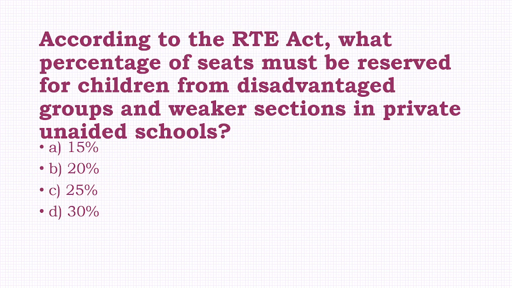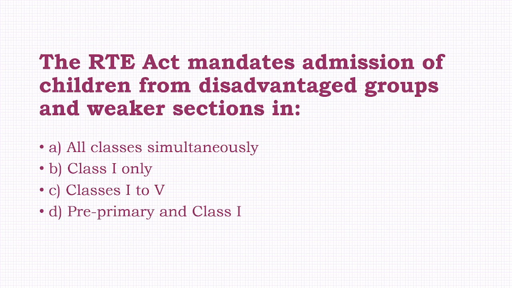According to the RTE Act, what percentage of seats must be reserved for children from disadvantaged groups and weaker sections in private unaided schools? Option: 15%, 20%, 25%, 30%. Answer of this question is option C, that is 25%.